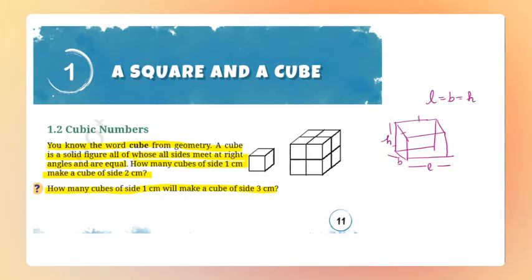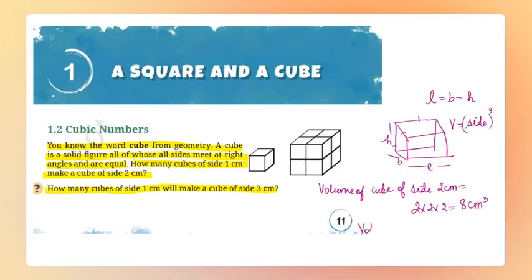So now they are asking how many cubes of side 1 centimeter make a cube of side 2 centimeter. So to solve this question, can we find the volume of the cube which has a dimension of 2 centimeter? What is the formula for volume? Since all of its sides are equal, we may write it as side cube, right? Side cube का मतलब क्या है? Side को 3 बार multiply करना है. So it would be 2 times 2 times 2. So you get the volume of the cube with the dimension of 2 centimeter as 8 centimeter cube.